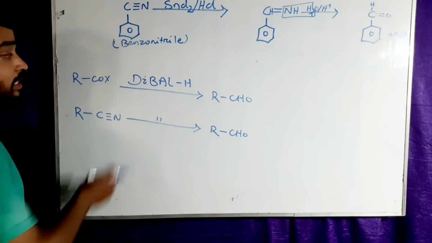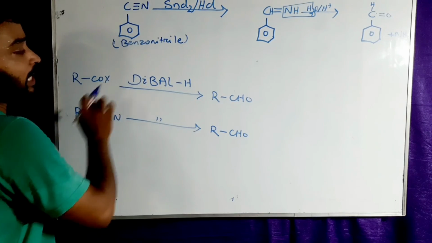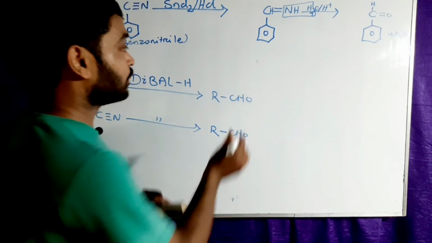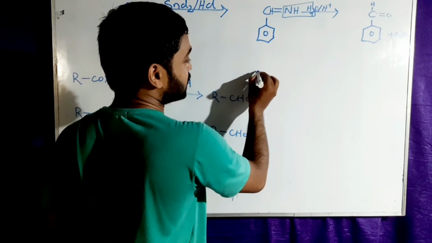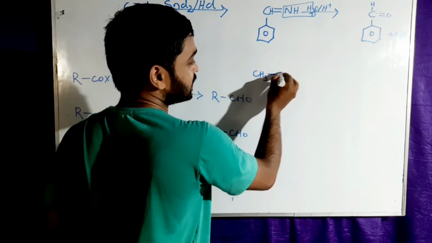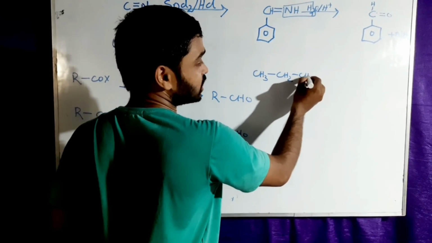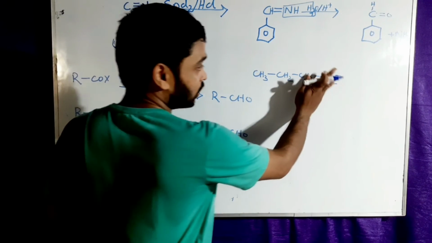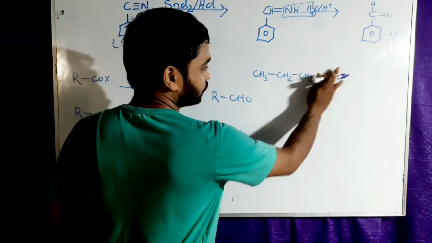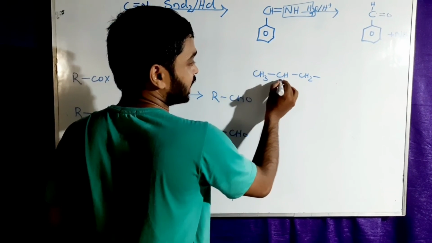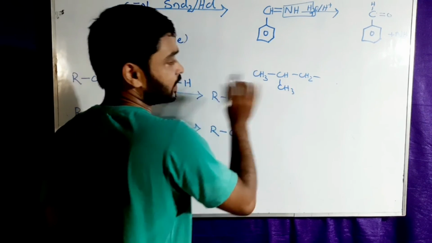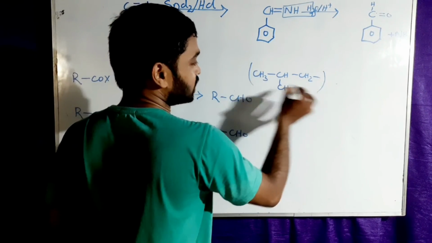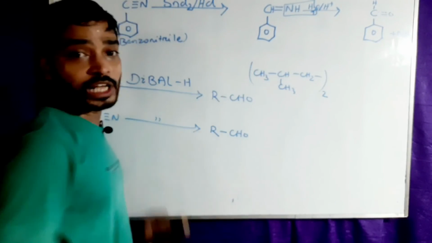So what is DIBAL? Di expresses here diisobutyl. So diisobutyl means butyl has the formula CH3CH2CH2CH2, it is the butyl group. For isobutyl, one carbon will move towards the second carbon. That means the second carbon here, it is the isobutyl part. And diisobutyl means here we will place 2. So it is the diisobutyl part.